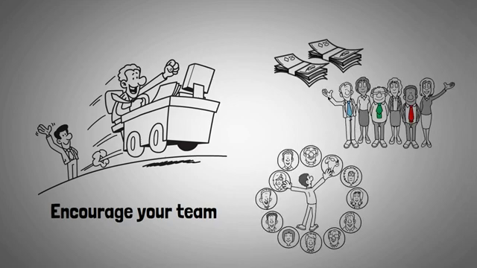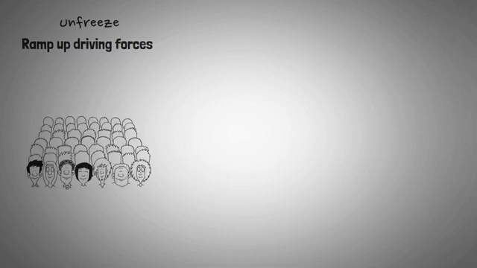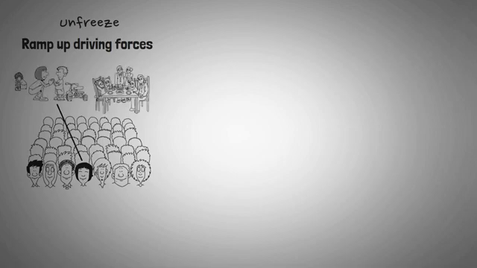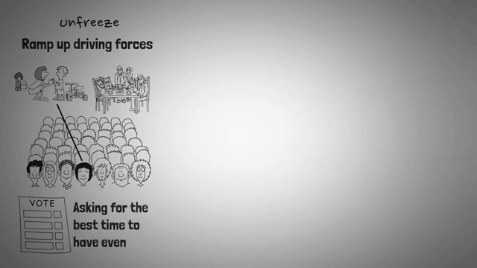But we can look at this example too through the lens of Lewin's change theory. In the unfreeze phase, you may ramp up driving forces by evaluating both your core values and when your team building events are taking place. If your team tends to consist of parents who value spending time with family, they're not going to want to skip dinner time for team building. Considering everyone's schedule, or sending out a survey asking for the best time to have events, might be a great first step to making this change.